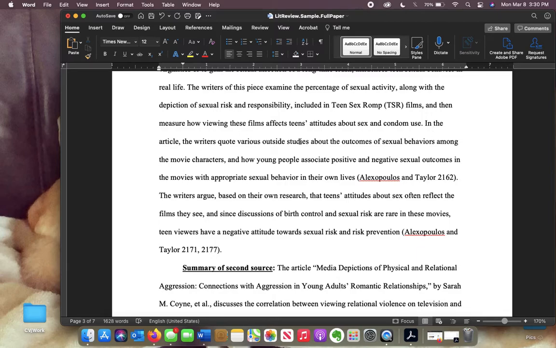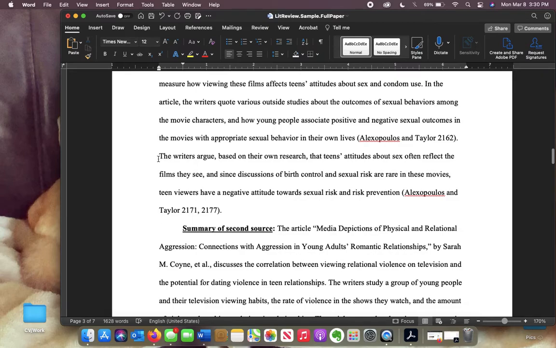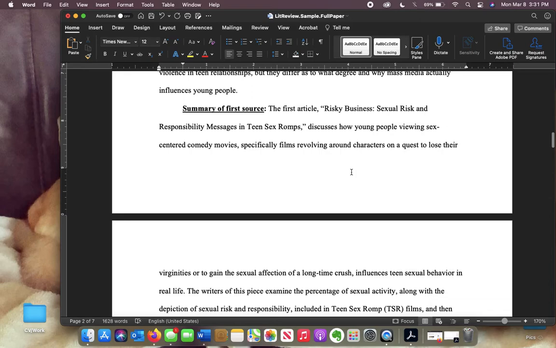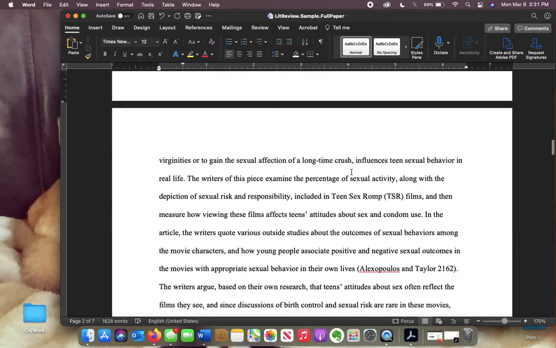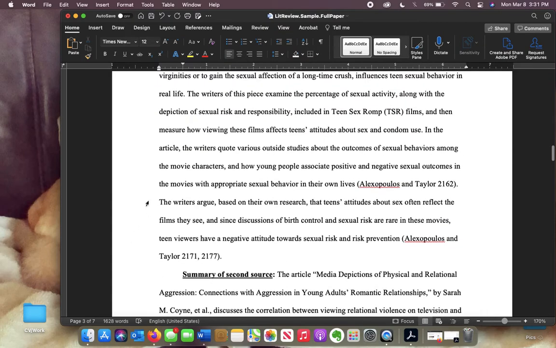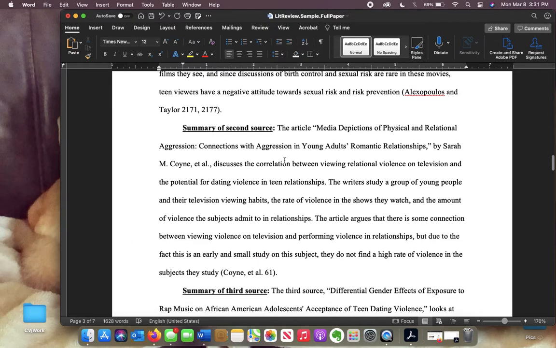So they quote these various outside studies, and I give an example of it, and then I cite it because I'm talking specifically about what they're saying in there. And then at the end, I say the writers argue based on their own research, and I give the argument, which I then cite with a page number, actually 2 page numbers. They had their argument spread out. But that's the basis of the summary. I say, this is what this particular source is about. This is how they come up with their data, or this is how they support their argument, and then this is their argument. And then I do the same thing on each one of these.